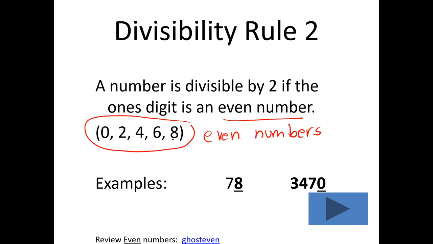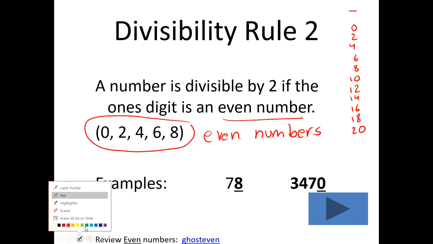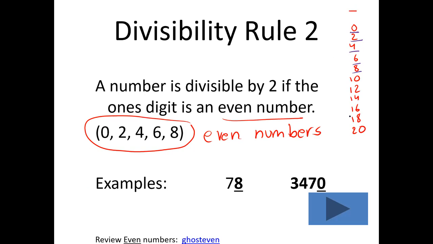Why should the ones digit be just these numbers? Look at table 2: 0, 2, 4, 6, 8, 10, 12, 14, 16, 18, and 20. A number is divisible by 2 if it's in table 2. Let's deduce the rule. Look at the ones digit here: 0, here 2, here 4, here 6, here 8. Let's underline the ones digit: 0, 2, 4, 6, 8. Then 0, we are repeating.